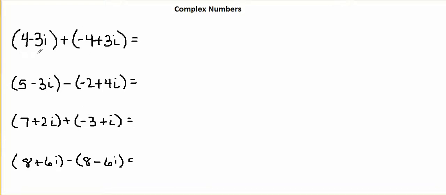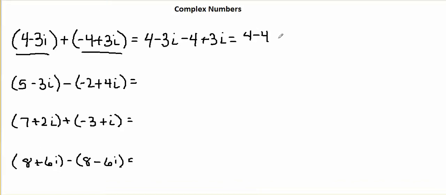We have 4 minus 3i, and we're going to add to it negative 4 plus 3i. When we do that, we're going to distribute that positive 1, which really does nothing to this second number here. Let's distribute that positive 1 to get rid of our parentheses. And we're going to rewrite our terms so that our real parts are together and our imaginary parts are together. And when we add our real parts, 4 minus 4 is 0. And when we add our imaginary parts, negative 3 plus positive 3 is 0.